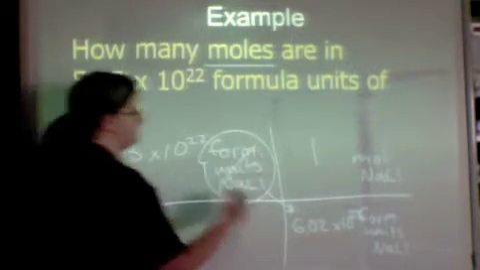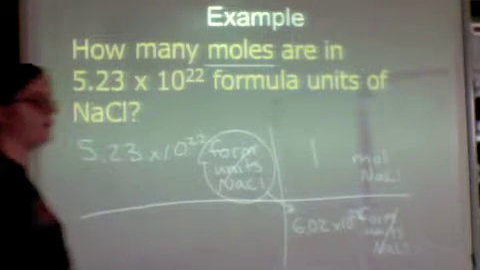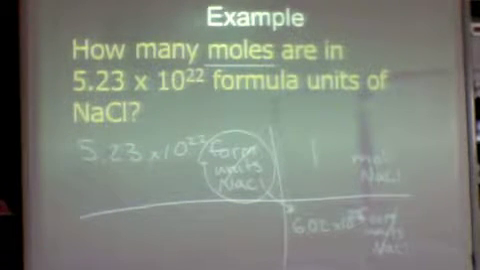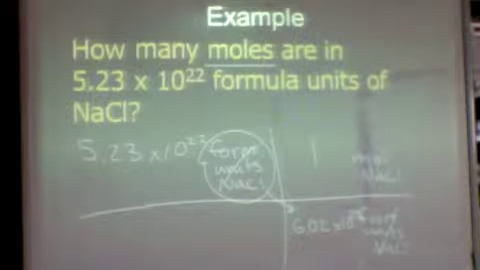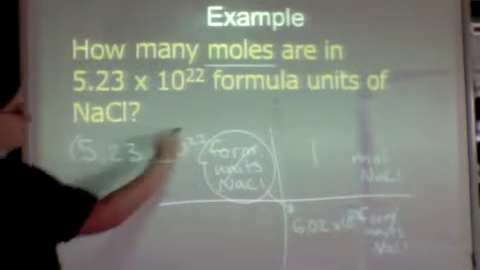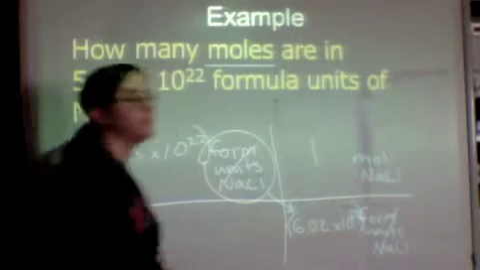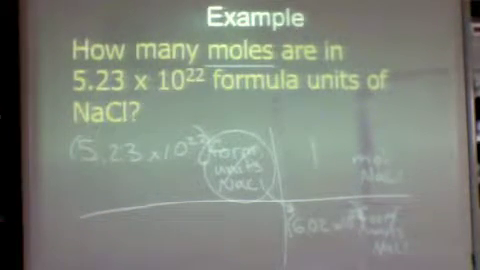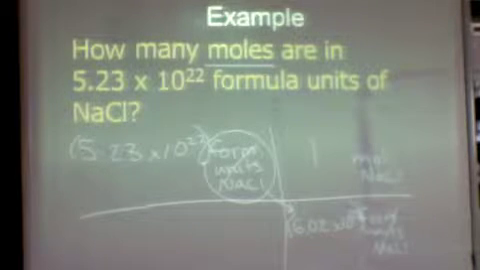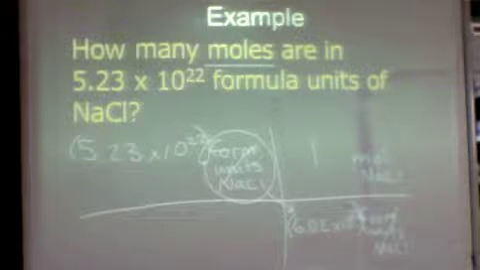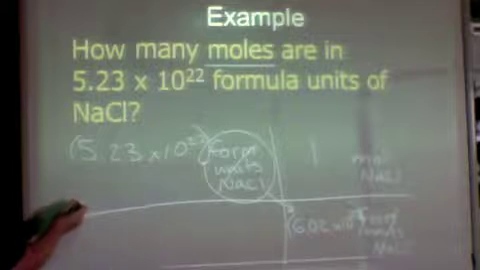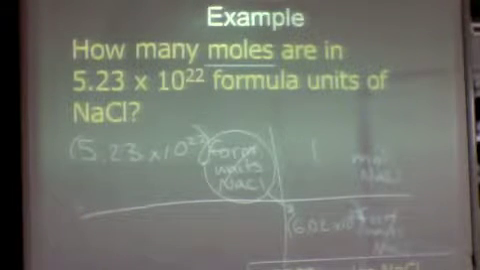Formula units cancel. Multiply the top, divide by the bottom. Now this is where you got to be careful of those pesky parentheses. When you plug this in the calculator, you need to make sure you put this number in parentheses, divide, and put 6.02 times 10 to the 23rd in parentheses. If you get an answer that's times 10 to the 40 something, you forgot your parentheses and your answer is wrong. So you should have gotten 0.0869 moles of NaCl.